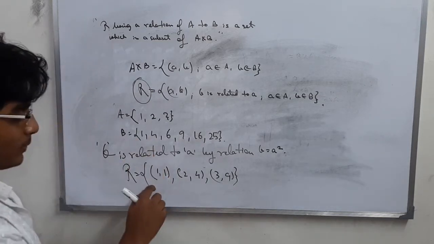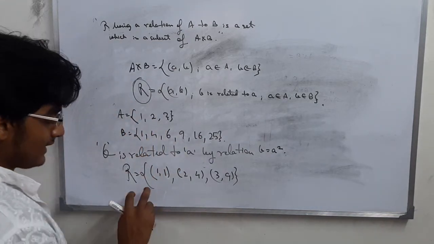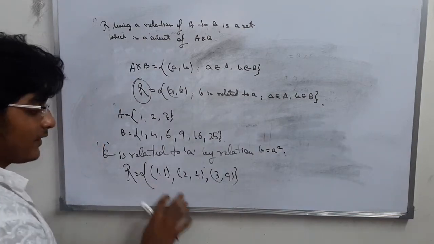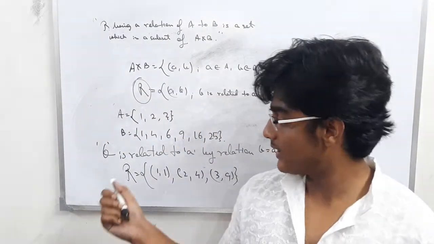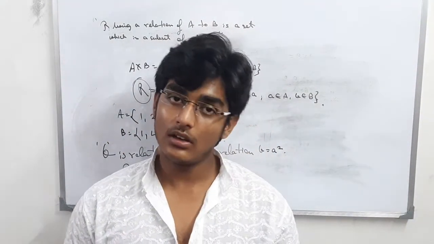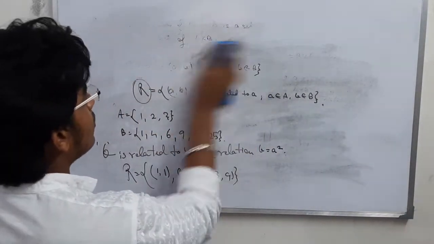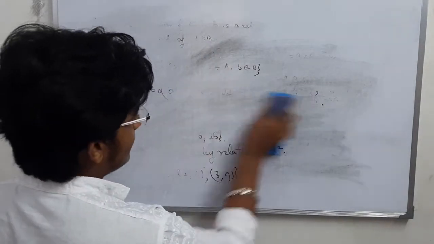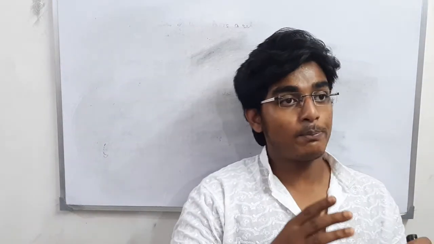Now A cross B would also be containing these elements, right? (3, 9), (2, 4) and (1, 1). Hence we can easily say that R is a subset of A cross B, and this is the way we formulate a relation set. Okay, this is very clear, right? The first element will be somehow related to the second element. You can understand it very simply as plotting out all possible relations between the elements of two sets via another set.